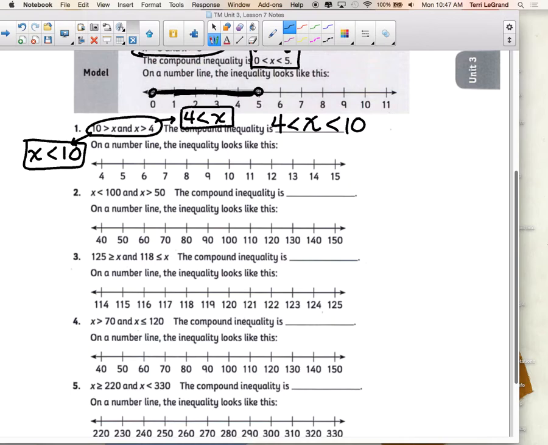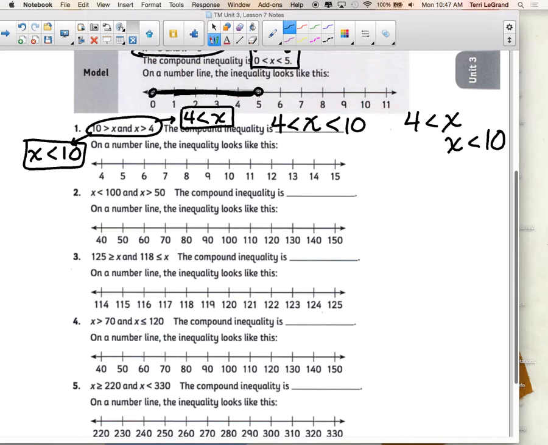Maybe if I wrote it off to the side over here, we could see it better. 4 is less than x. x is less than 10. So the x's just kind of land on top of each other, don't they? Okay, how would we graph that?